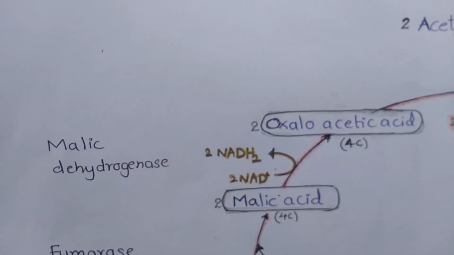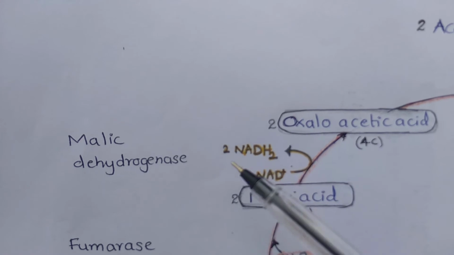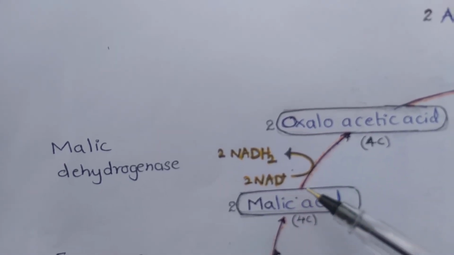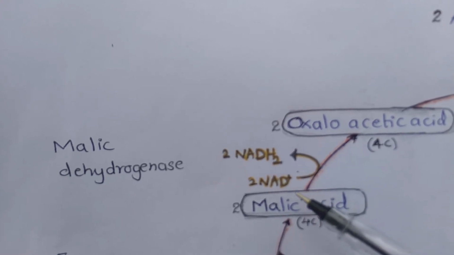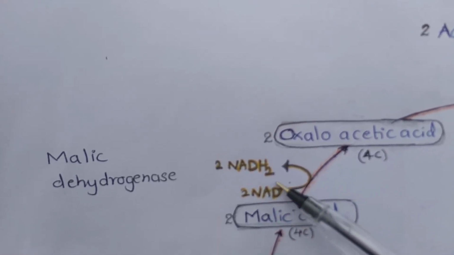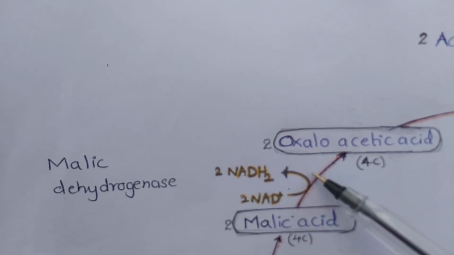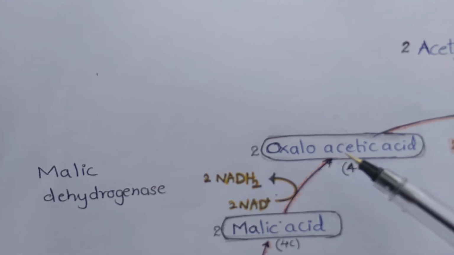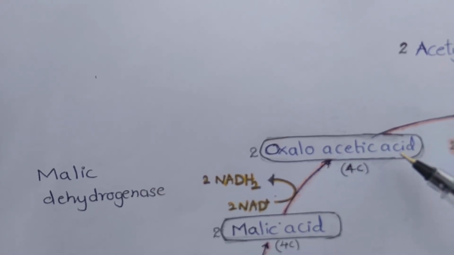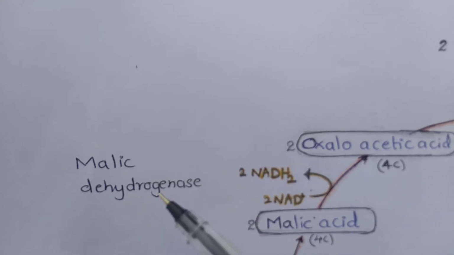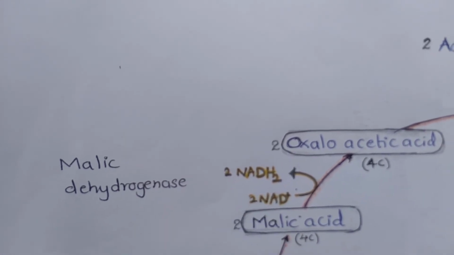Tenth step and last step of the Krebs cycle. In this step, malic acid undergoes oxidation or dehydrogenation. The removed hydrogens are received by NAD to form two NADH2s, and oxaloacetic acid is regenerated. This step takes place in the presence of the malic dehydrogenase enzyme.